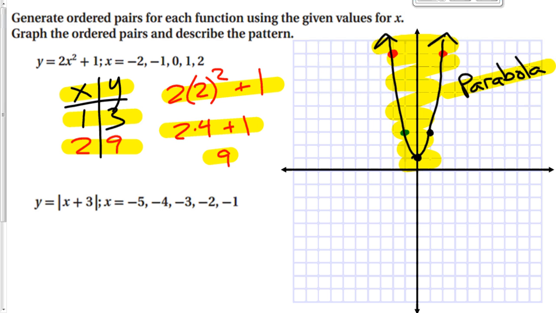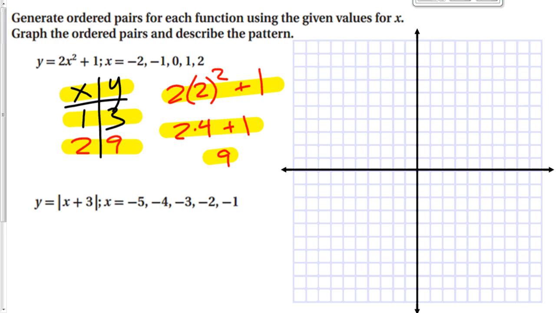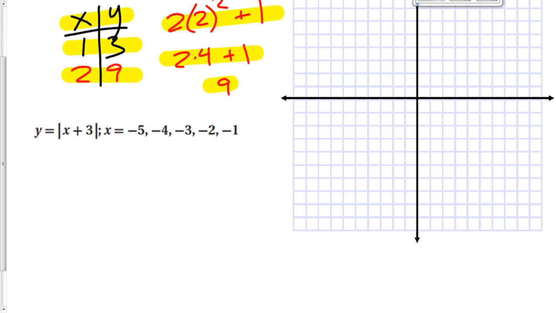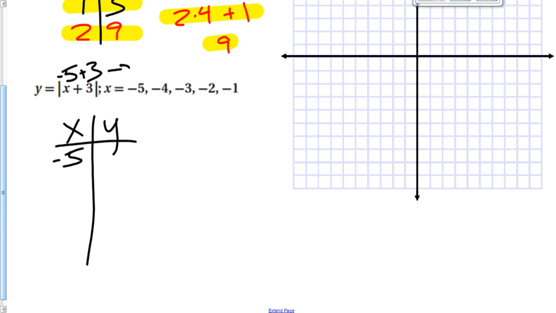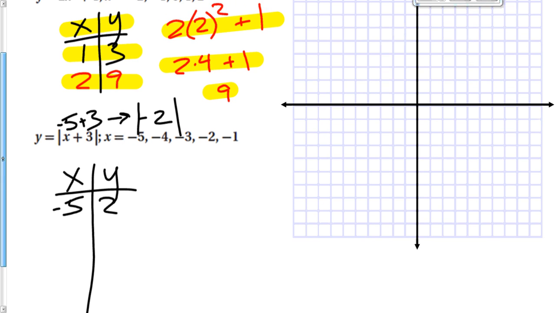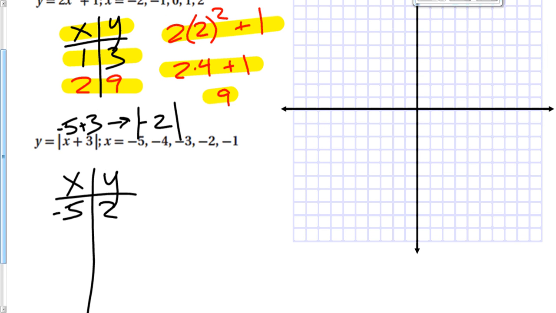So I just want to show you how it works when you have an absolute value function. So I'm going to find, well, I'll just do it real quick. And you can come back and check it out if you need to. So actually, this one goes pretty quick anyway. Alright, so if x is negative 5, that's negative 5 plus 3, which is negative 2. But remember, we're in an absolute value, that's always going to come out positive. So this is negative 5, 2. That's that point right there.